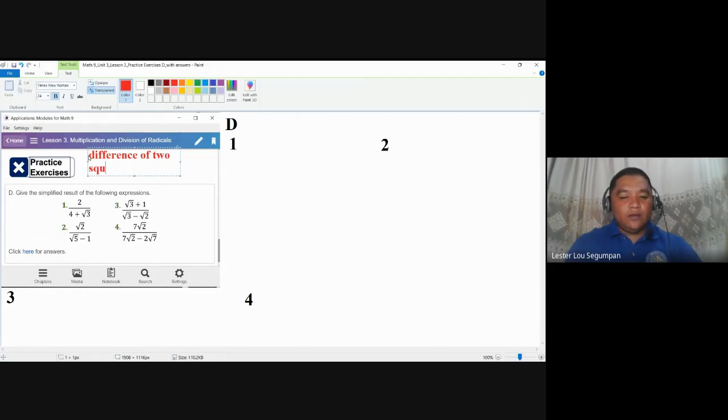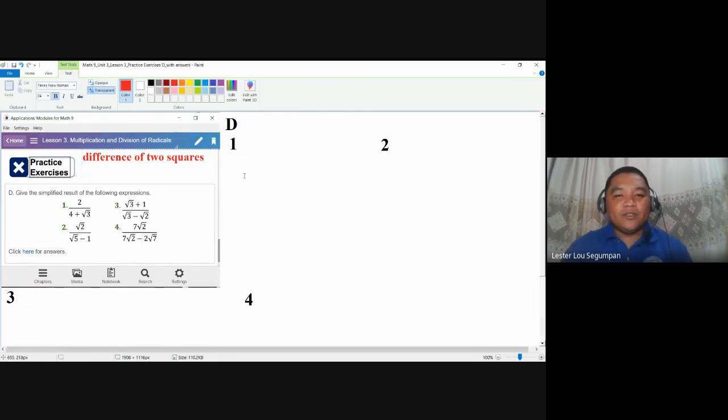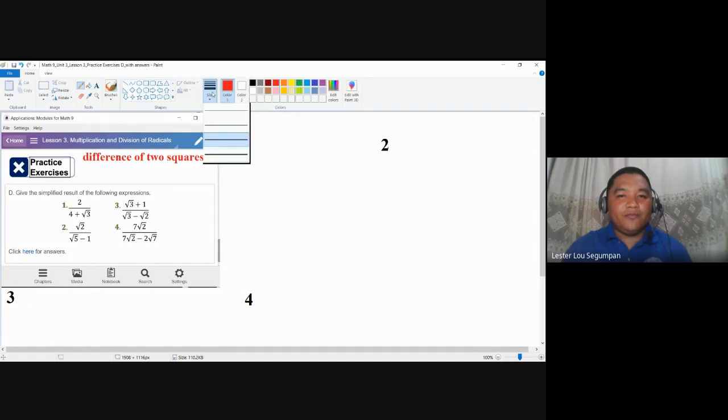Sorry, difference of two squares. This concept was already presented to you in the previous grade level. When you say difference of two squares, generally it's in the form of x squared minus y squared. Hence the name difference of two squares.